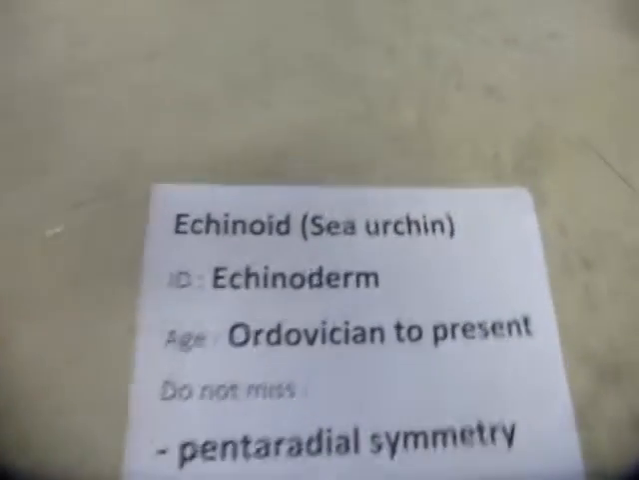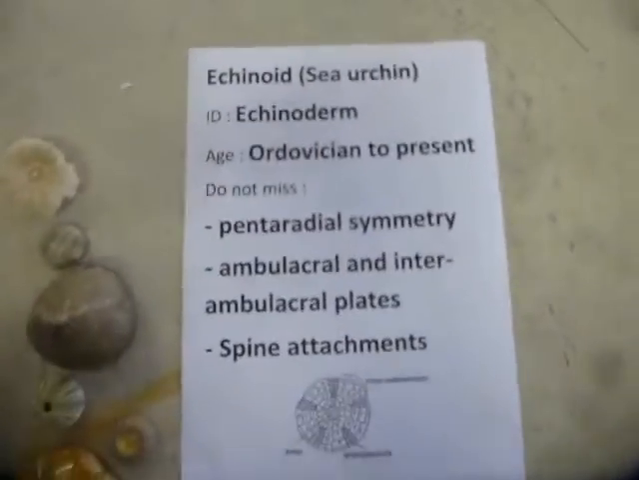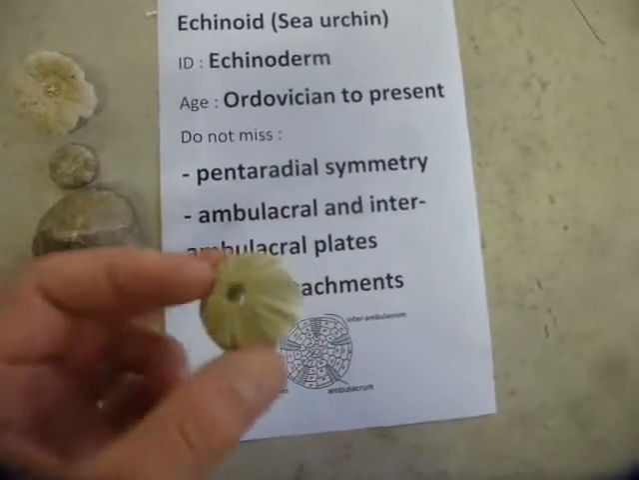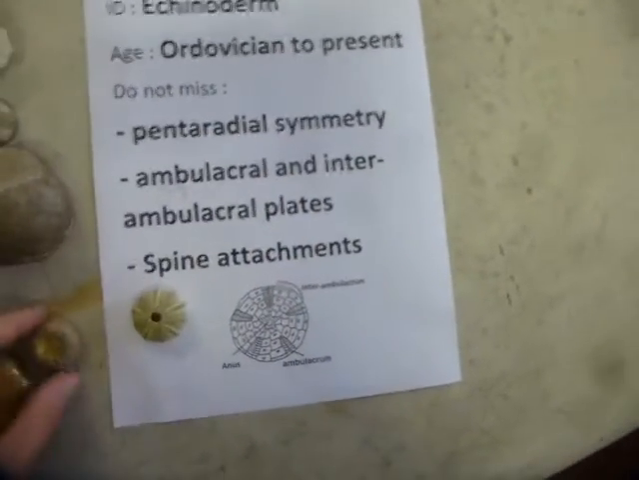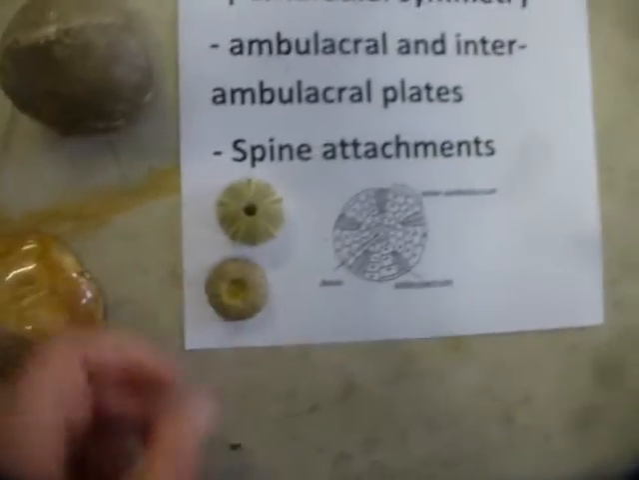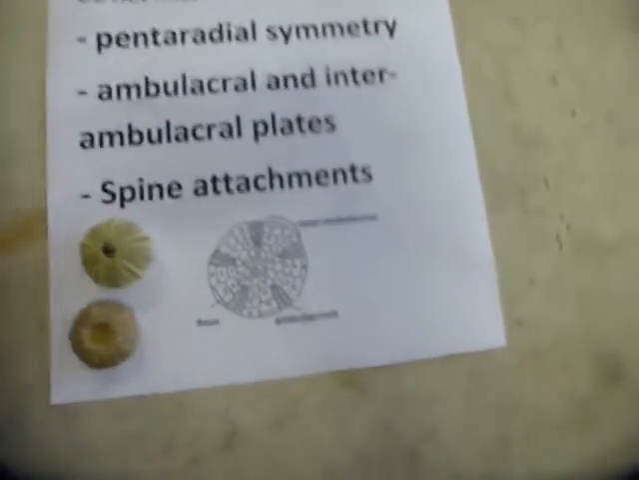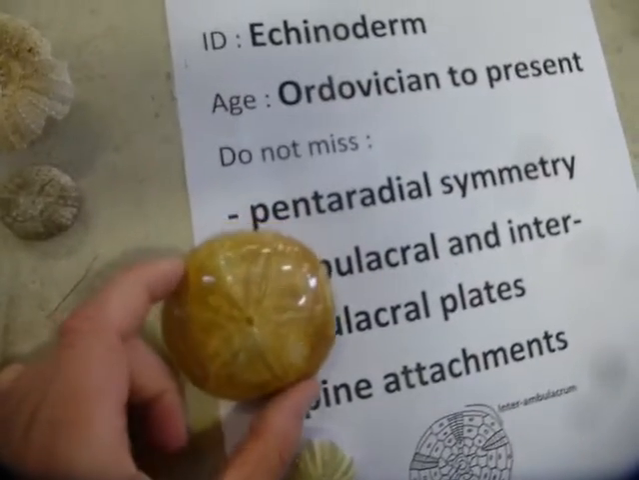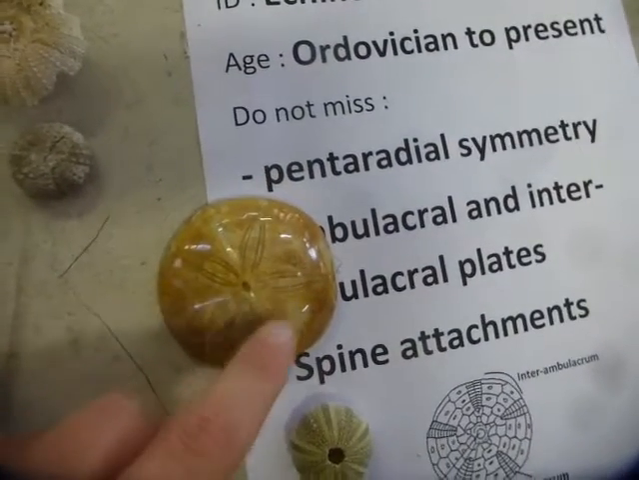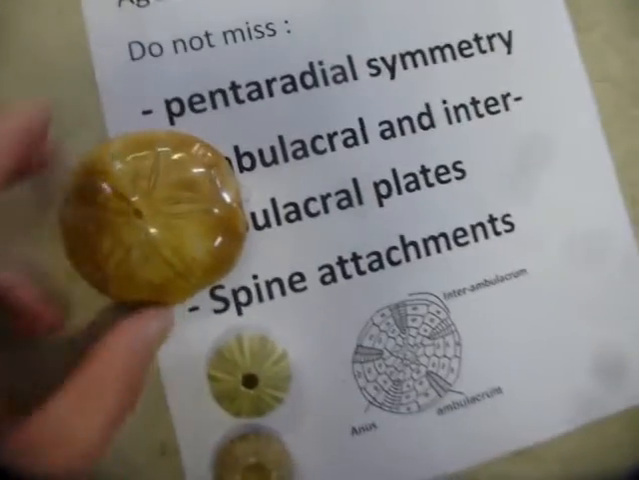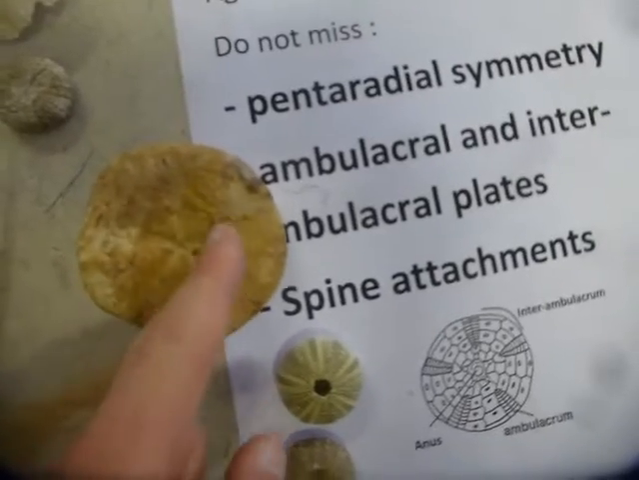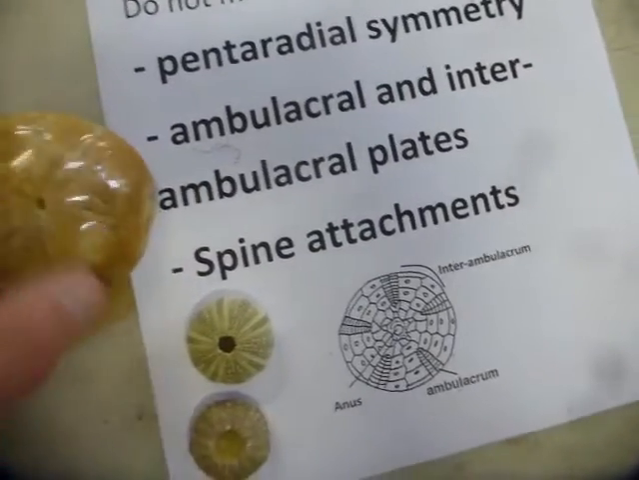Okay, last echinoderm, the echinoids. Echinoids are sea urchins. They originate in the Ordovician and they still live today. This is, for example, a modern echinoid, and this is the fossil equivalent of exactly the same animal. On that one here, you can clearly see the pentaradial symmetry. 1, 2, 3, 4, 5. And now if you flip it like that, 1, 2, 3, 4, 5.